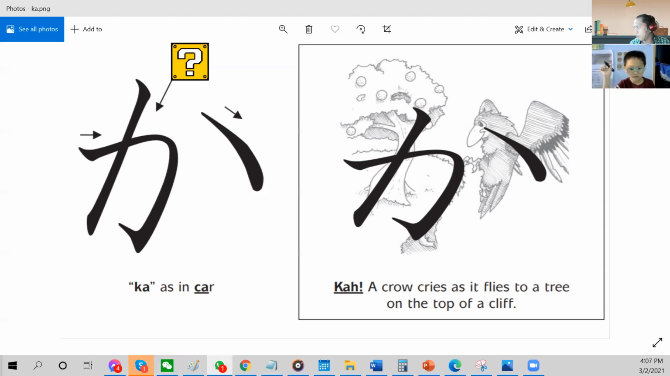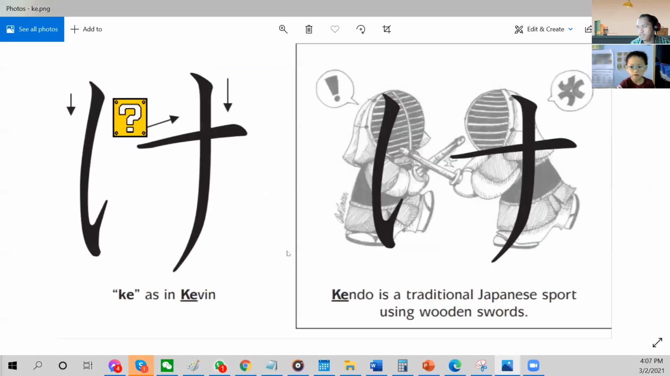Okay, next one. Let's have this one. Can you say what? How to read this one? Ke. Okay, ke. But what are the people doing? They are fighting. Why? It's because it's like a sword, okay? A sword. Okay. It's like a candle. They are fighting for each other. It's like a sport in Japan. It's a candle.